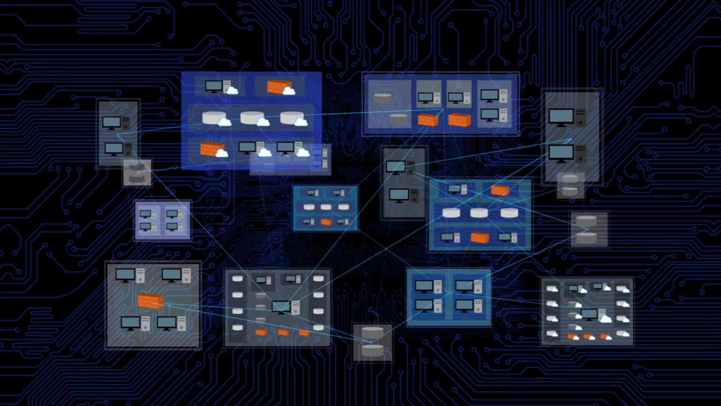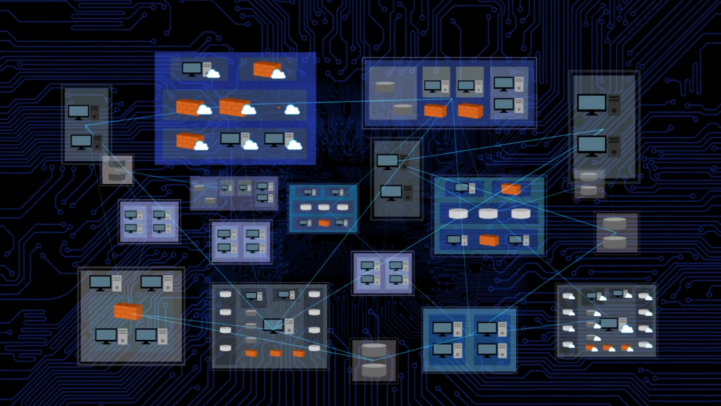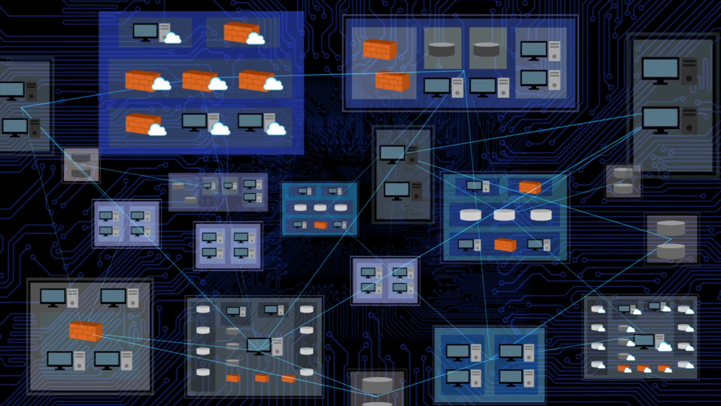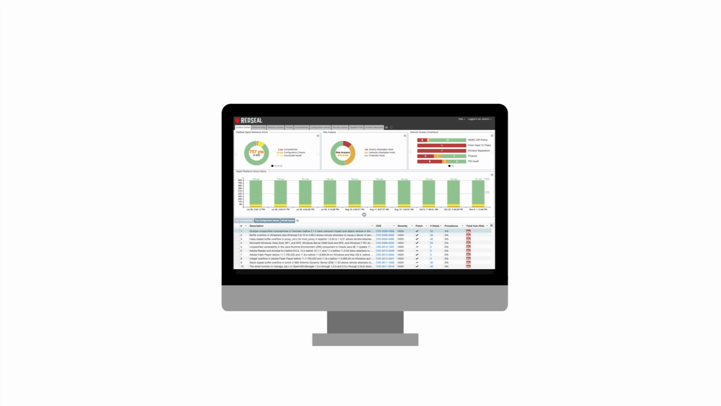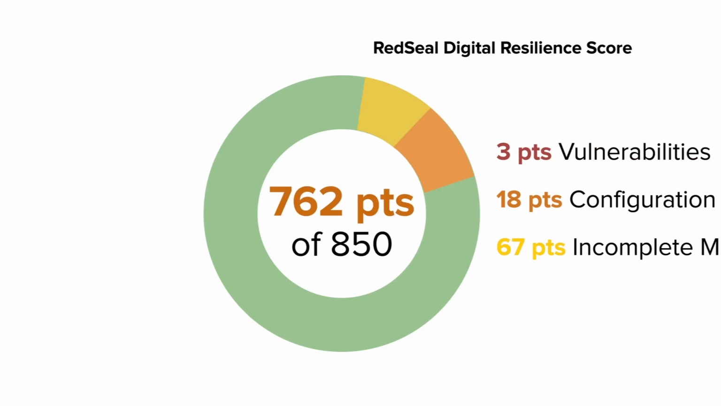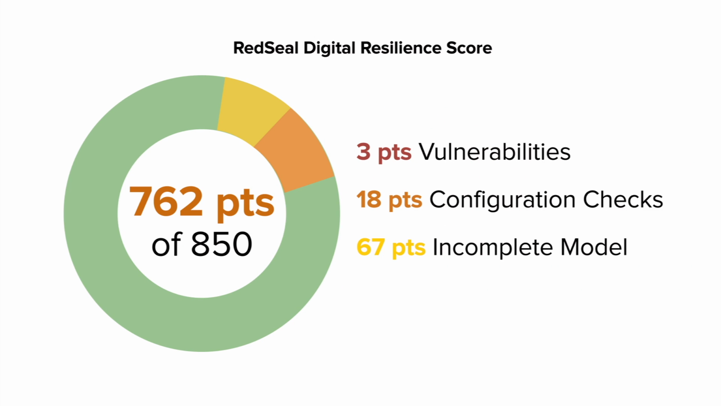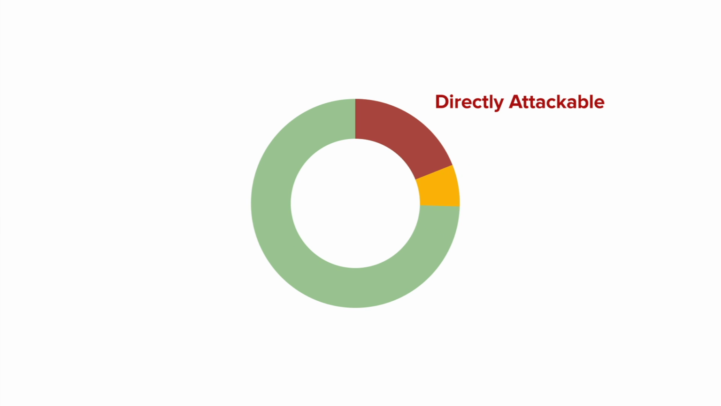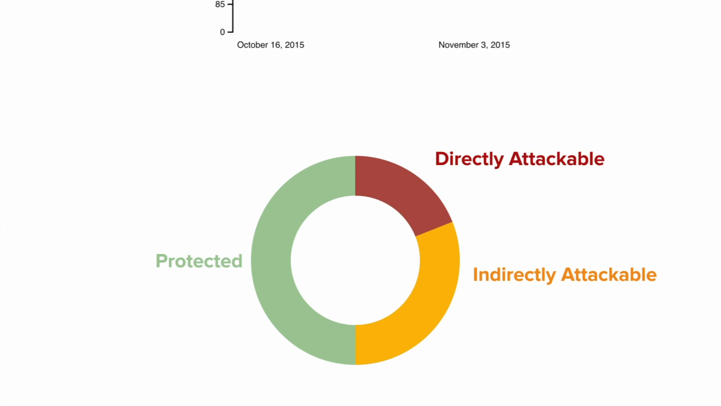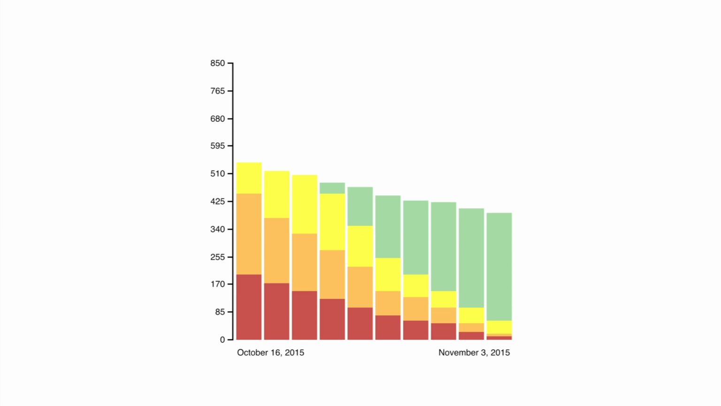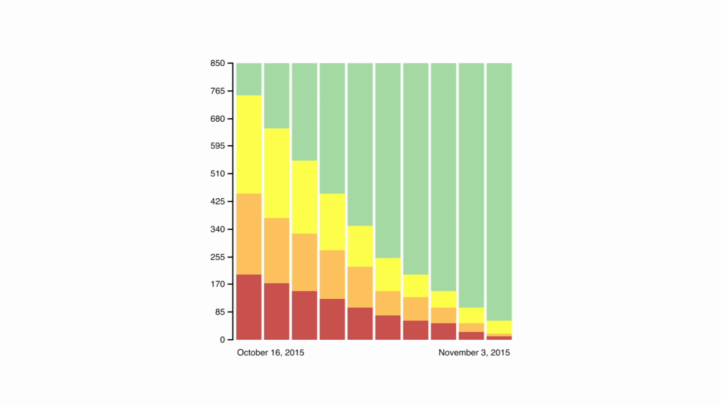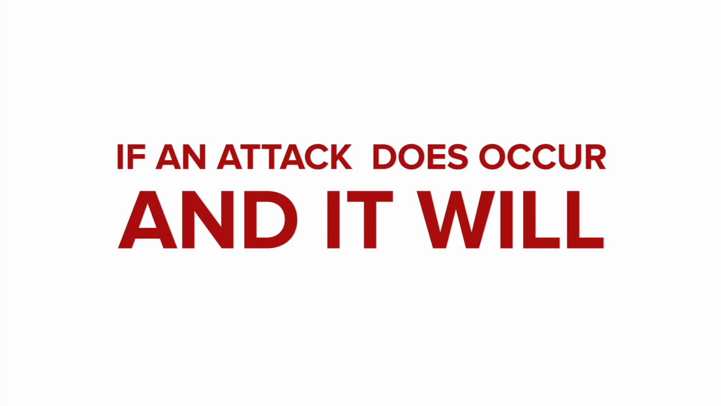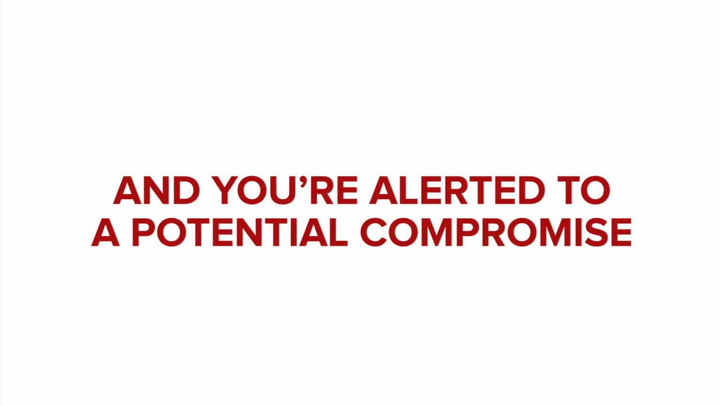As your network changes, RedSeal updates the model so you can always have an accurate view of your network risks on the RedSeal dashboard. And on your smartphone, you can refer to your RedSeal digital resilience score that indicates how well you're protected, and by looking at the score over time, you can see if your overall security initiatives are having an overall impact.